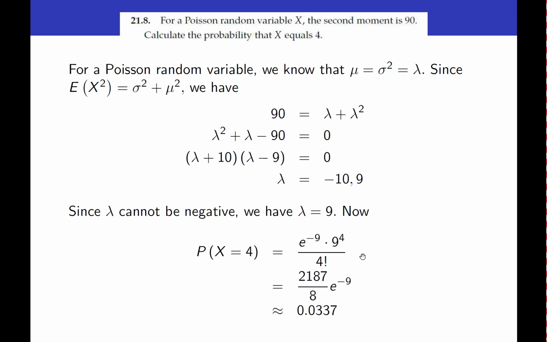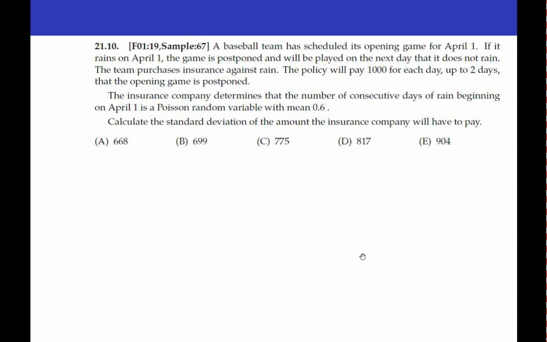All right, let's look at a third example. This one's a little bit different. This one's asking us to calculate a standard deviation of a payment amount. They tell us that the number of days of consecutive rain for a baseball team in April is a Poisson random variable with a mean of 0.6. So they already give us lambda. However, they're telling us that we have an insurance policy that purchases insurance against rain. It'll pay $1,000 for each day up to 2 days that the opening game is postponed.